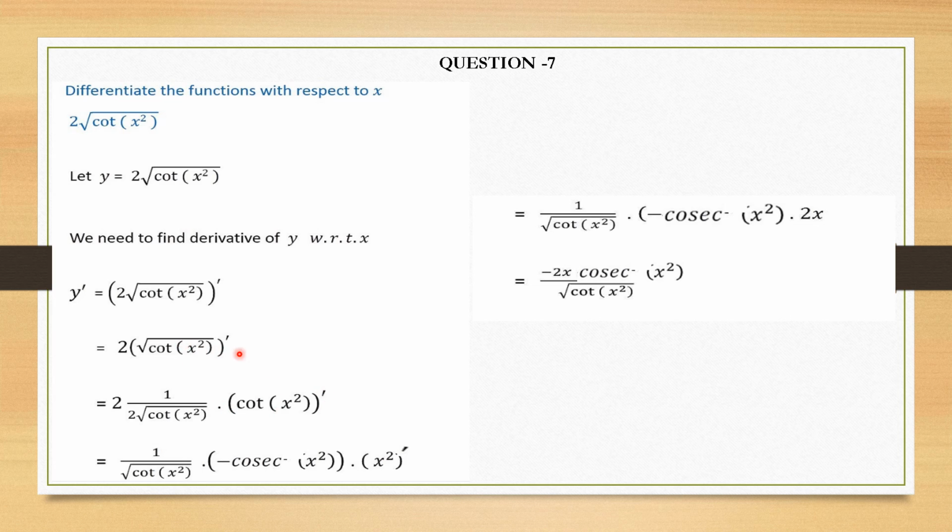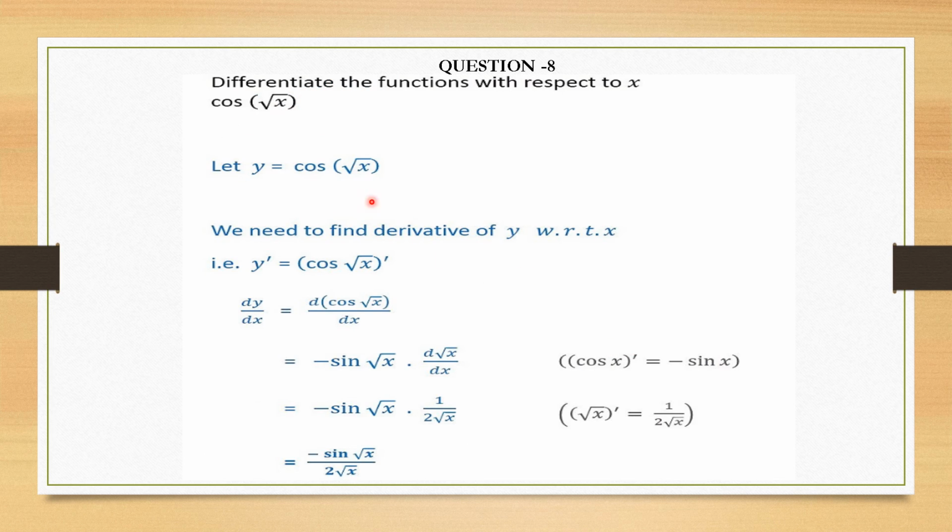I hope you remember how to take the derivative of a square root. The derivative of root x is 1 upon 2 root x. So anything inside a square root will be differentiated as first 1 upon 2 times this root into d/dx of what was inside that root. The derivative of cot x² is minus cosec x², and then the derivative of x² is 2x. So simply it can be arranged and written as minus 2x cosec x² over root cot x².